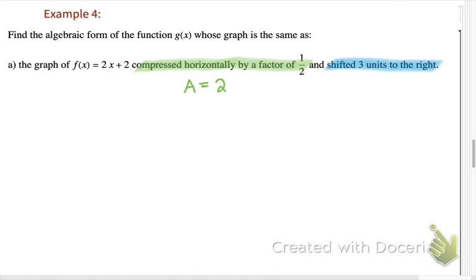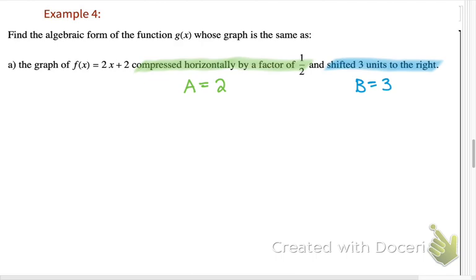That's the opposite of what happens when we do vertical scaling, either vertical compressing or stretching. There isn't this reciprocal relationship. Okay, and then it says shifted 3 units to the right. And whenever we shift to the right, you want to think of capital B as being positive.